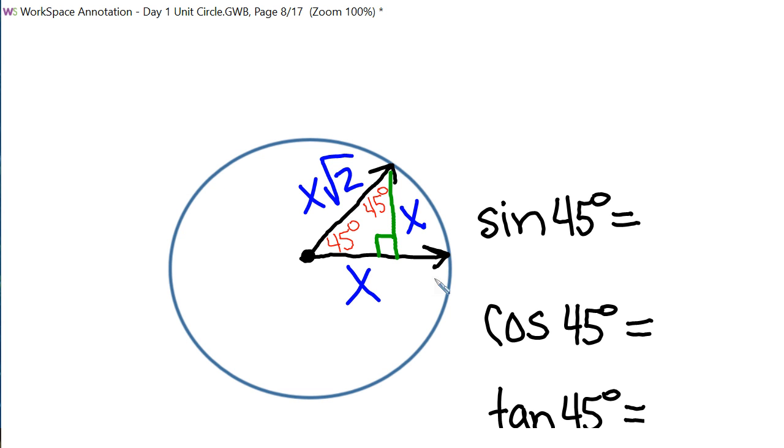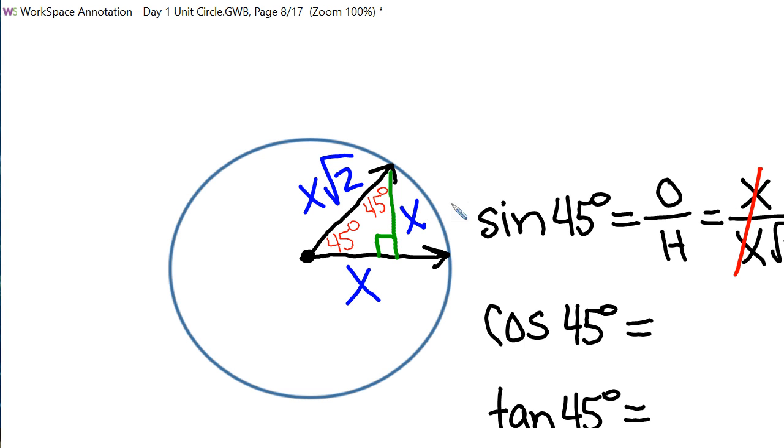Okay, for the sine, opposite over hypotenuse. The opposite side is x. The hypotenuse is x square root of 2. What happens with those x's? They cancel. So this is equal to 1 over square root of 2. Now leave a radical in the denominator? No, you need to rationalize that. So multiply both numerator and denominator by the square root of 2. And that simplifies to square root of 2 over 2. Memorize that. The sine of 45 degrees is square root of 2 over 2.